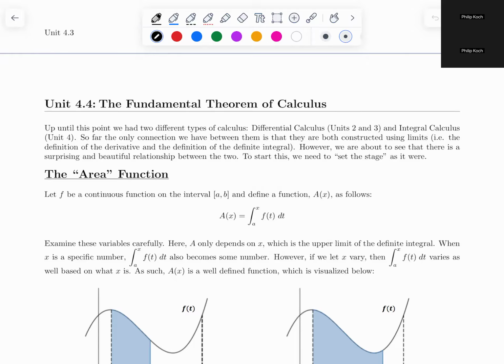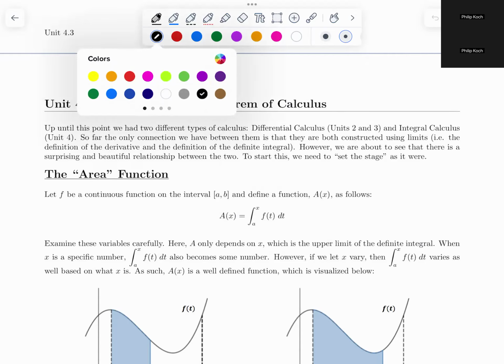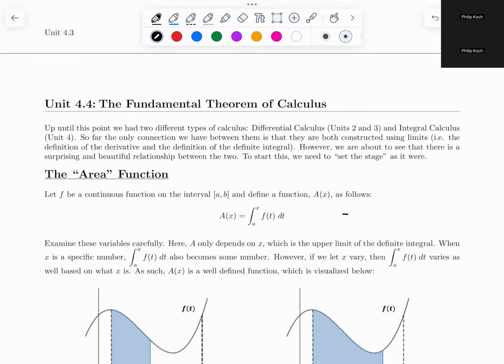Which looks weird, right? Because for generic integrals, we're used to seeing the integral of f of x dx. Why is it t dt? Imagine if it were x as well. Then this would be A of x. So don't write this down. Let me write this in red instead. That would be A of x equal to the integral from a to x of f of x dx.